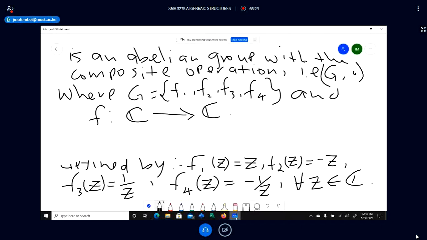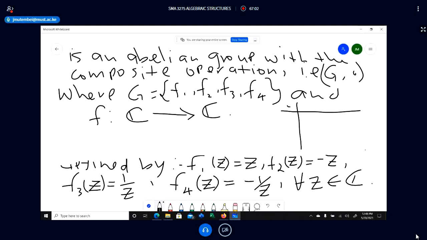Remember now, when we talked of a group, there are the 4 axioms, the basic axioms of a group, but now being an abelian group, we must test for all the 5, including the commutative property. So in this one, since F has been defined in various ways, I would like you to try and complete the Cayley table.